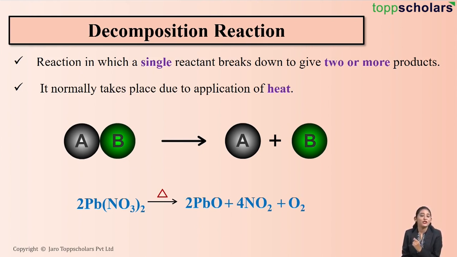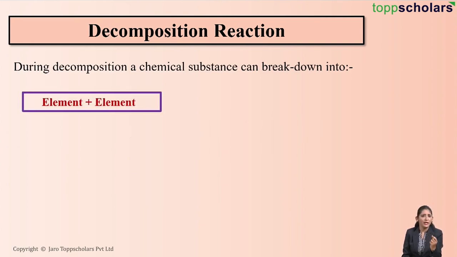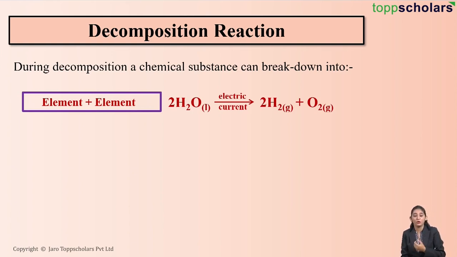Excellent. So a decomposition reaction is a reaction in which a single reactant breaks down to give two or more products. But friends, during a decomposition reaction, the reactant can break down into two elements basically. Let's take an example to understand this, right? So here I have an example of water. Now if I pass electric current through water, we observe that water breaks down into hydrogen and oxygen gas, right? Now, hydrogen and oxygen, are they elements or compounds? Excellent, they are elements. So here we saw that water breaks down into two elements, hydrogen and oxygen, on passing electric current.